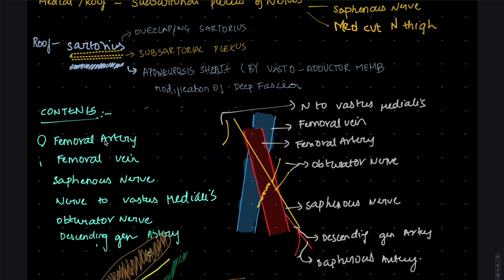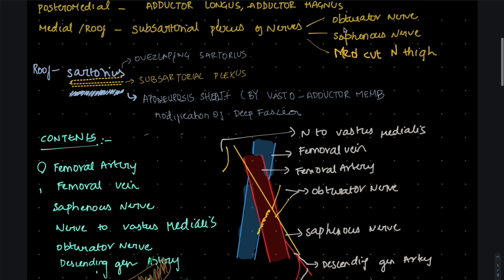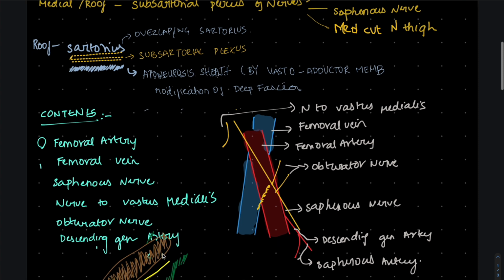So also you can write this in the contents. So basically in the contents, what are we going to write? The contents of the femoral triangle, the main contents: the femoral artery, femoral vein, and then the subsartorial plexus, we learned about this, right? So remember the obturator nerve and the saphenous nerve, write it down here, and then using your boundaries, you're going to write the nerve to vastus medialis. These are the contents of the adductor canal.